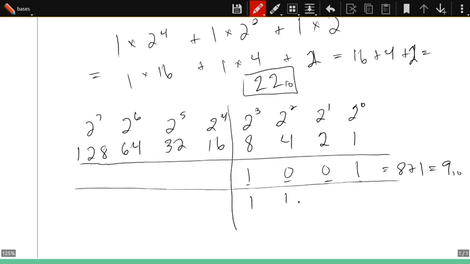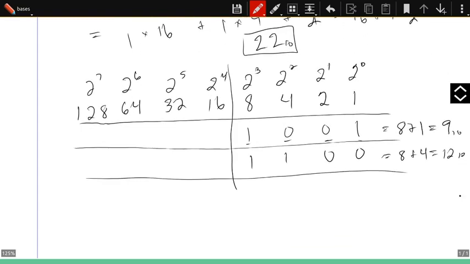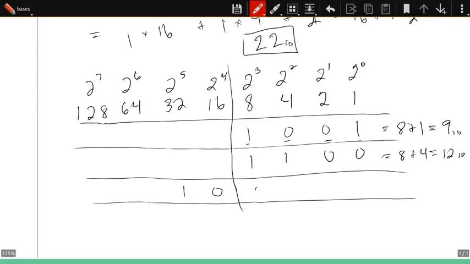If we had 1, 1, 0, 0, what would we have? We have 8 plus 4, because we have a 1 in each of those places, and that's 12 in base 10. So if we can memorize these first 4 places, it can make it really quick for us to translate those binary numbers into decimal. And if we have a bigger number, say for example we have 1, 0, 0, 1, 1, 0, then what do we have? Well, we have 32 plus 4 plus 2. So 32 plus 4 plus 2 equals 32 plus 6, which is 38 in base 10.